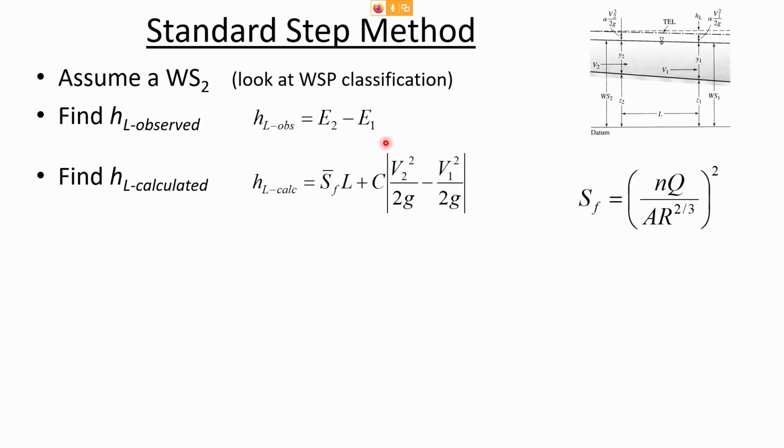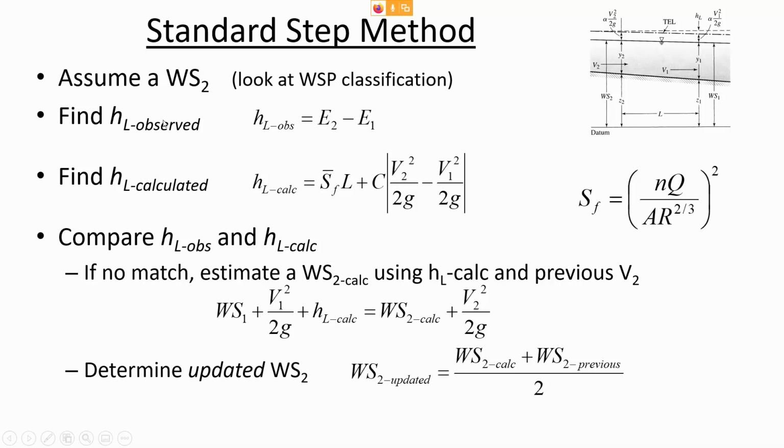Well, here the analogous part is that S sub F times L has to do with the friction loss, and then this has to do with the changing shape. When we've studied transitions before, when there's an expansion or a contraction, there may be an expansion or contraction coefficient C that describes how much energy is lost because of that transition. So we'll do the same thing here with the calculated head loss. We'll account for the things that contribute to it.